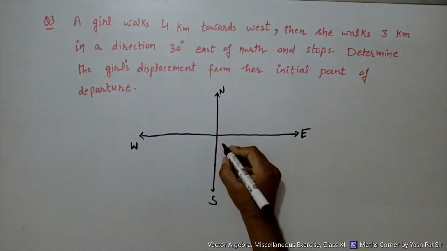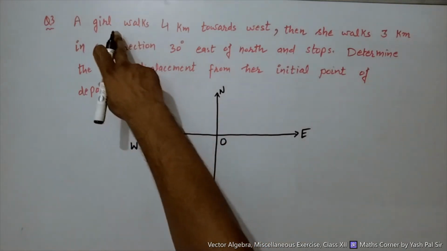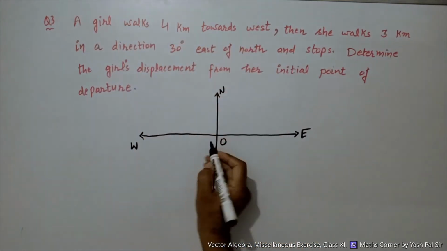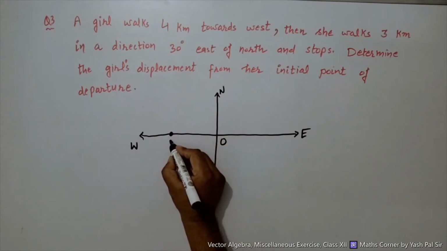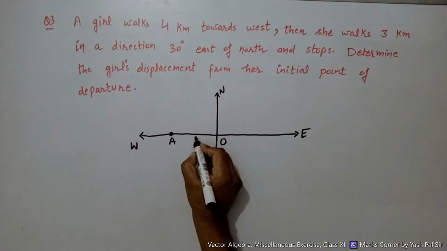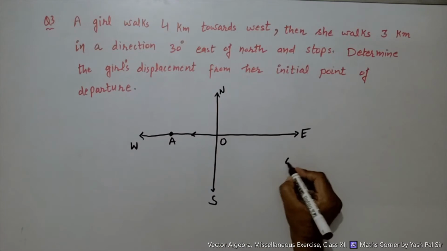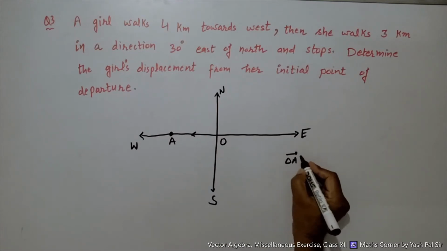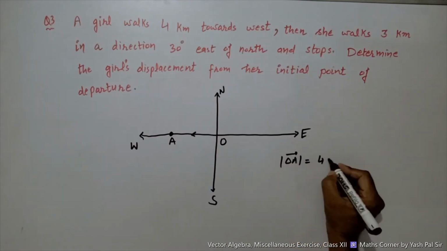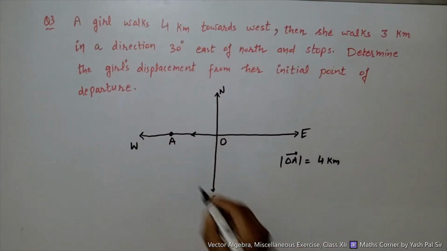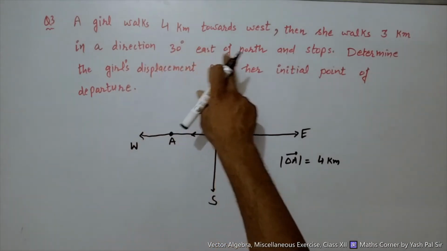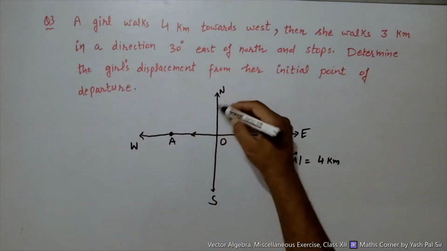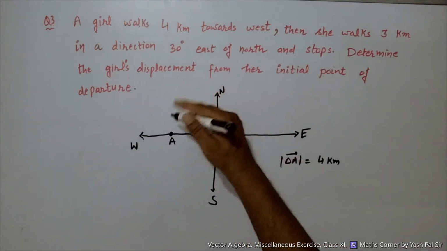In the beginning, this is the initial point O. Girl walks 4 km towards west. So this way she walks up to here. Suppose A is the point, and from O to A, the distance covered, OA, is equal to 4 km. After that, she walks 3 km in a direction 30 degree east of north. So parallel to north south direction.